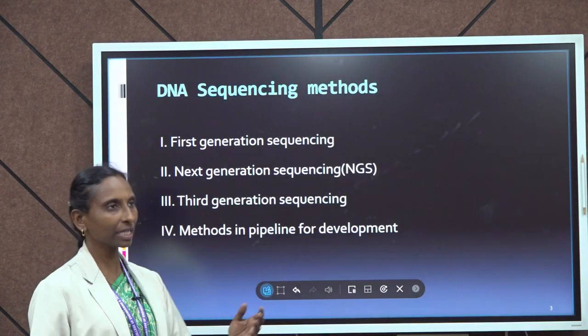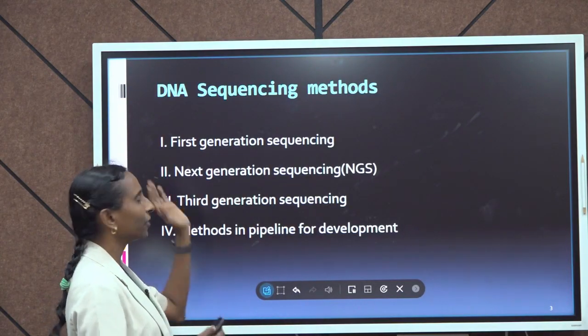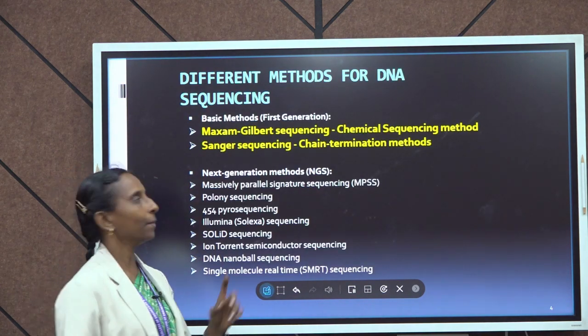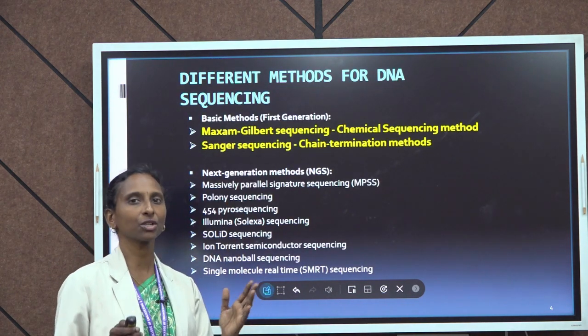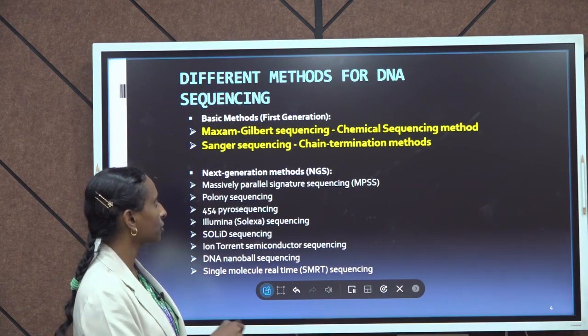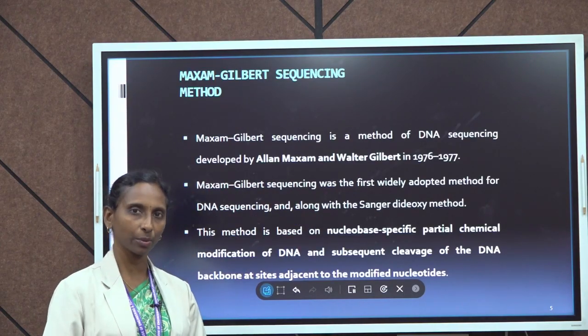DNA sequencing methods can be categorized into different generations. So what we are going to talk about today is the first generation sequencing, which comprises the Maxam-Gilbert sequencing method, which is actually the chemical sequencing method, and the Sanger sequencing method, which is also called the chain termination method. So let us start with the Maxam-Gilbert sequencing method.